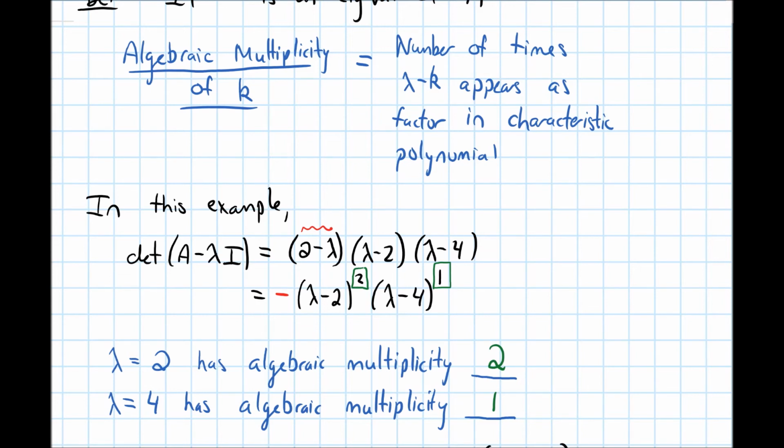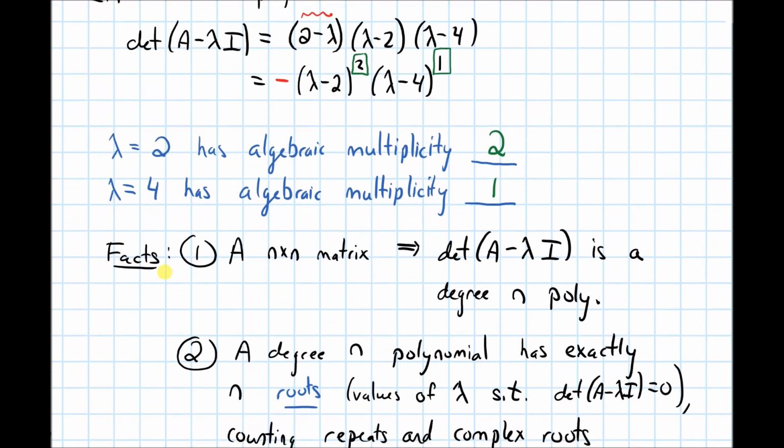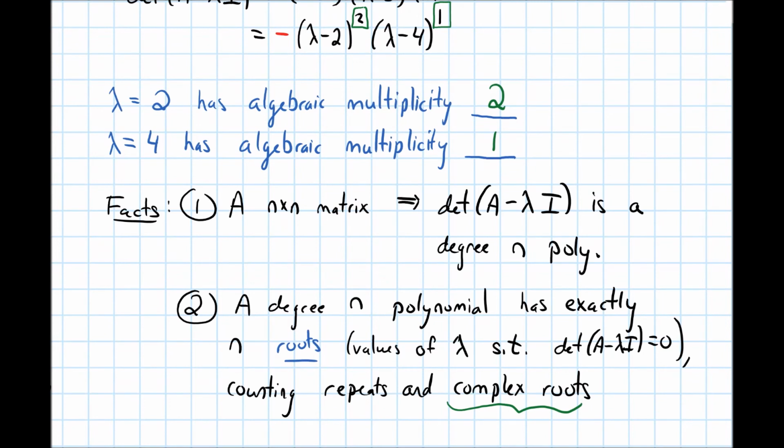Okay, so this notion of algebraic multiplicity of an eigenvalue is going to be especially relevant to us in the next section, 5.3. At this point I want to state a couple of facts about the characteristic polynomial and about eigenvalues.